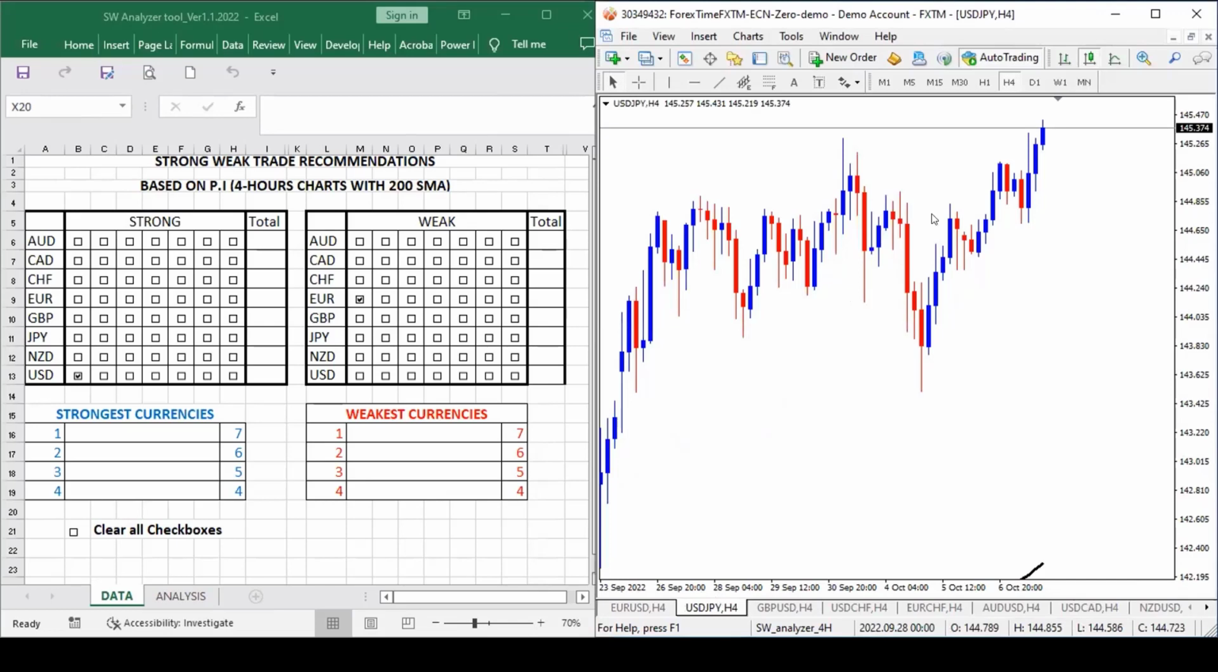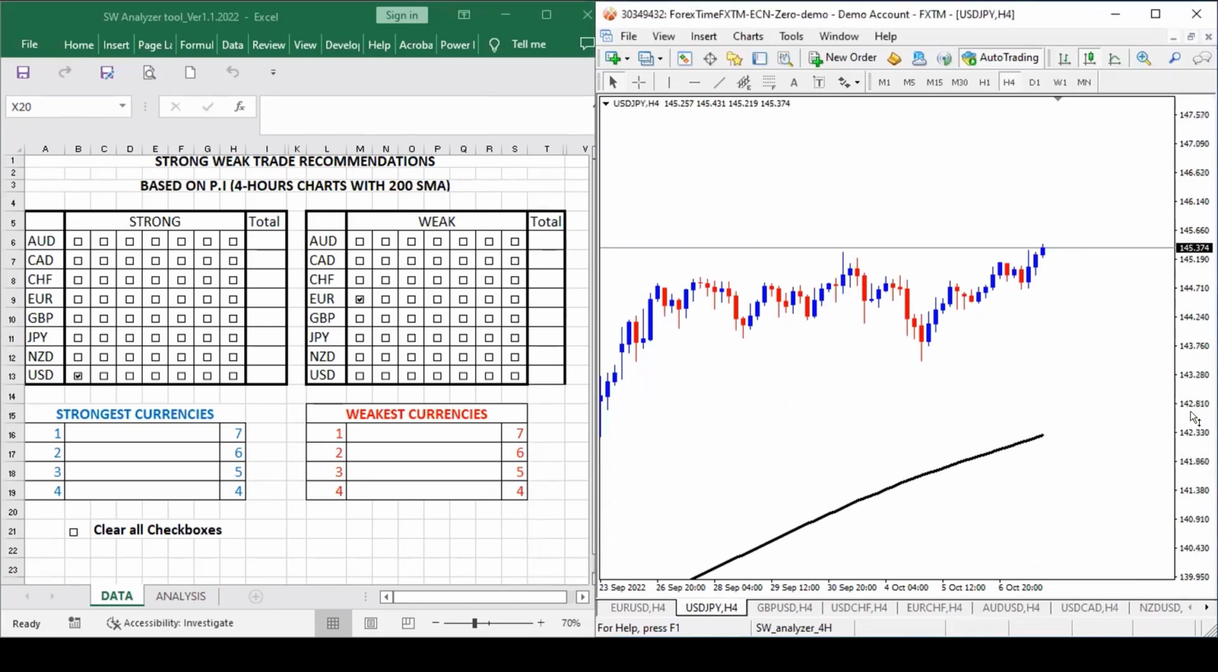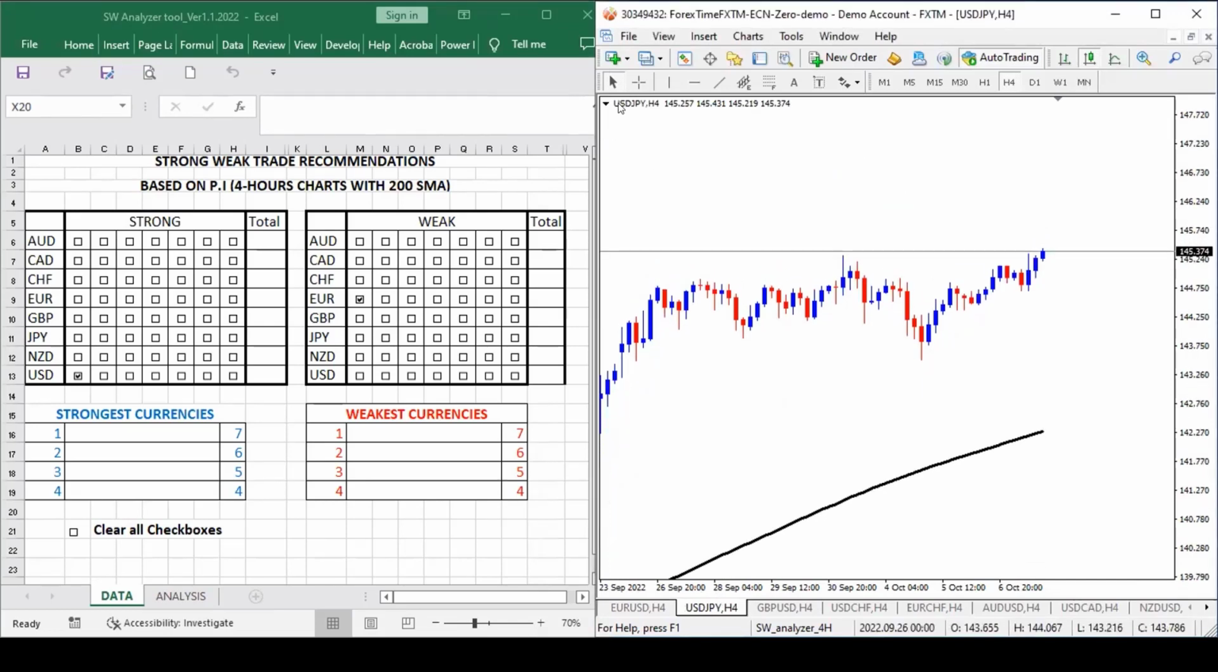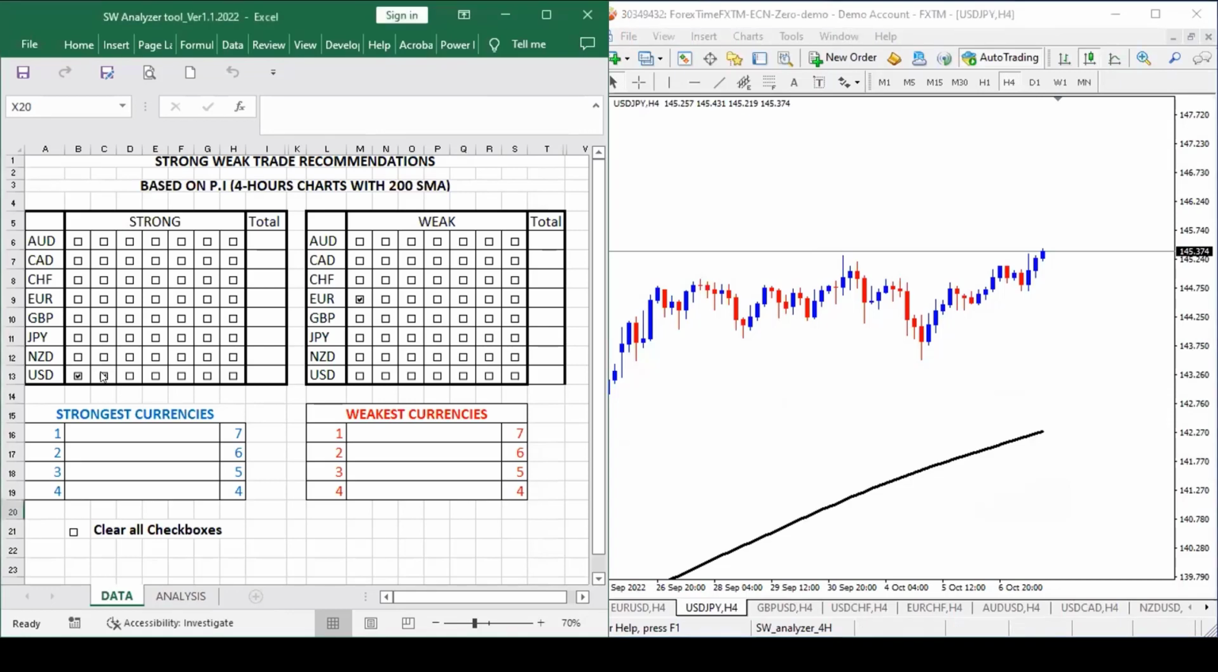USD JPY, US is strong. Remember, it's the first currency in the currency pair, and price is trading above. So the US is strong, okay, and the JPY is weak. On your side, if you're just doing this manually and you have a piece of paper, please put an up arrow on the USD and a down arrow on the JPY.